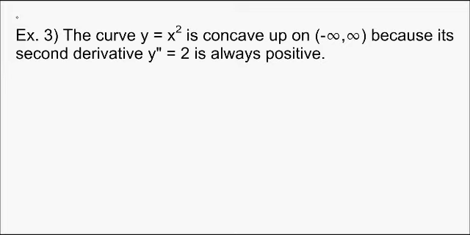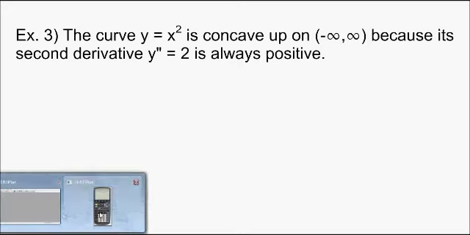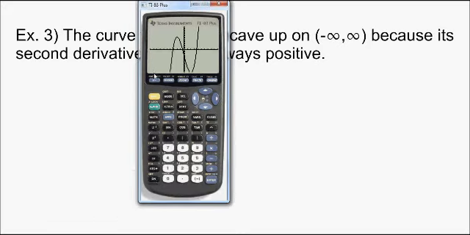Example 3. The curve y equals x squared is concave up on negative infinity, comma infinity, so everywhere, because its second derivative, y double prime, is always positive. Let's look at a graph of this function so that you can see what I mean here. So y equals x squared.